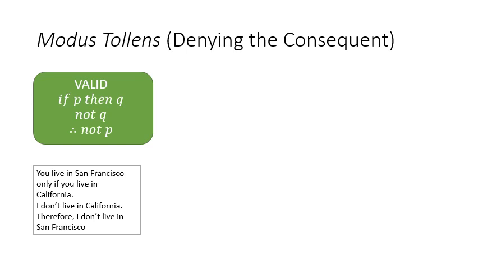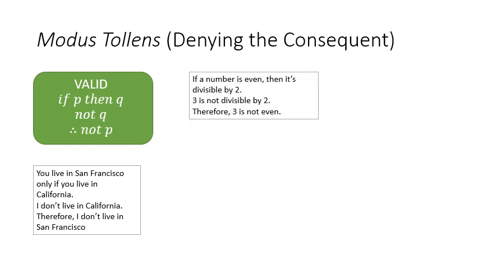And you conclude from that not P, which is you don't live in San Francisco. So again, we're denying the consequent here, and that will get you the denial of the antecedent. So this works. Here's another one similar to the numbers one I had before. If a number is even, then it's divisible by 2. 3 is not divisible by 2, therefore 3 is not even. Again, that works. If both of those premises are true, and it is, in this case, then the conclusion has to be true.